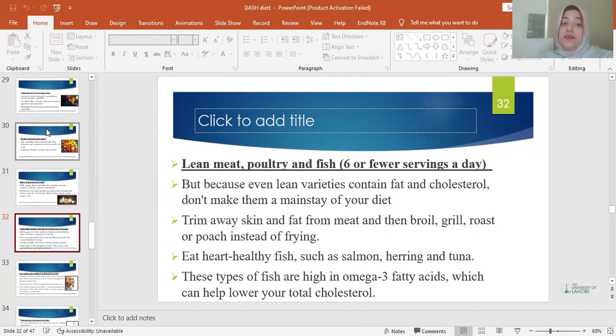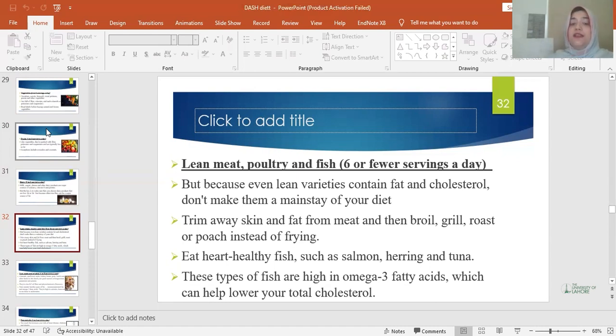Next thing that is very important for the DASH diet plan is the inclusion of lean meat, poultry, or fish. Try to add 6 or fewer servings a day, because even lean varieties contain fat and cholesterol. Don't make them a mainstay of your diet. Trim away skin and fat from meat and broil, grill, roast, or poach instead of frying. Where fat is visible, try to remove it, and try alternate methods of cooking such as broiling, roasting, grilling, or steaming as compared to deep frying.